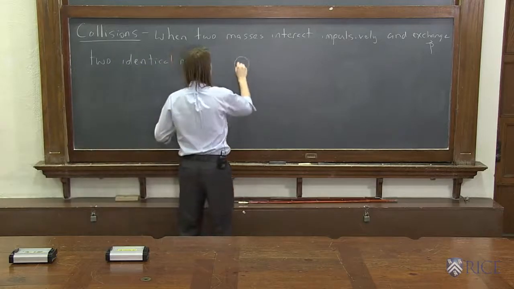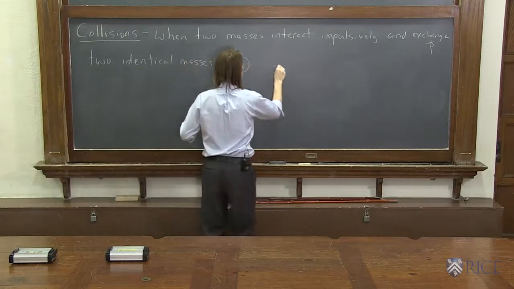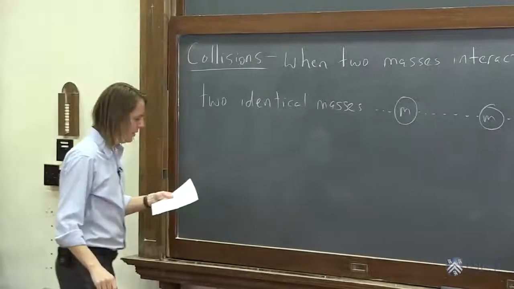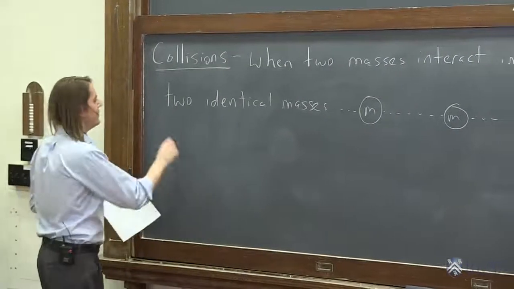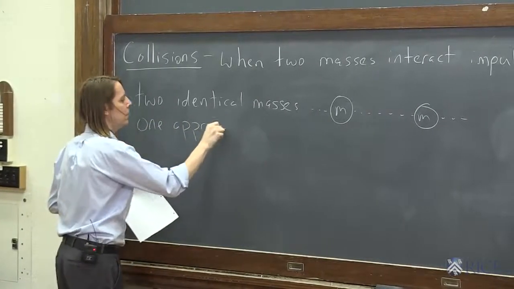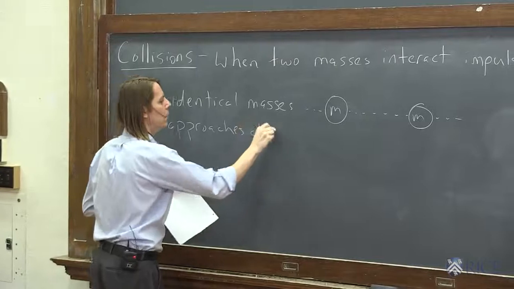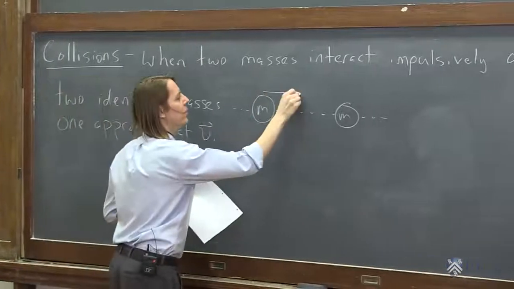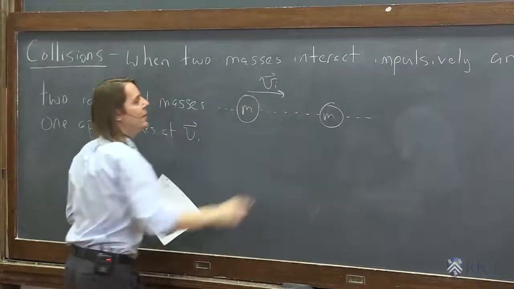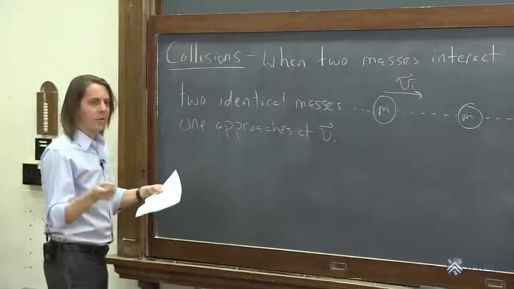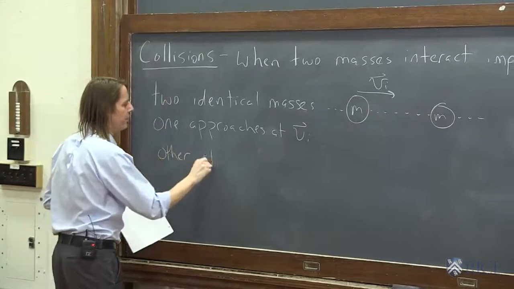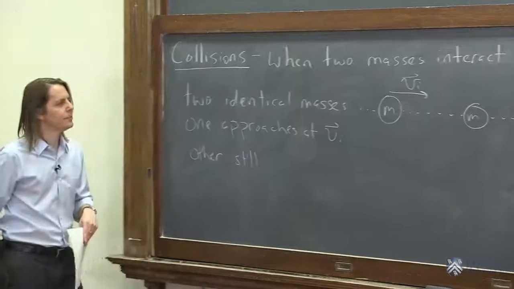So here they are. Here's one with mass m, and here's another with mass m. Identical. One approaches at vi, the initial velocity. So there we go. That one's moving at vi, right? And the other one is still. One approaches at vi, the other is still. It is not moving.